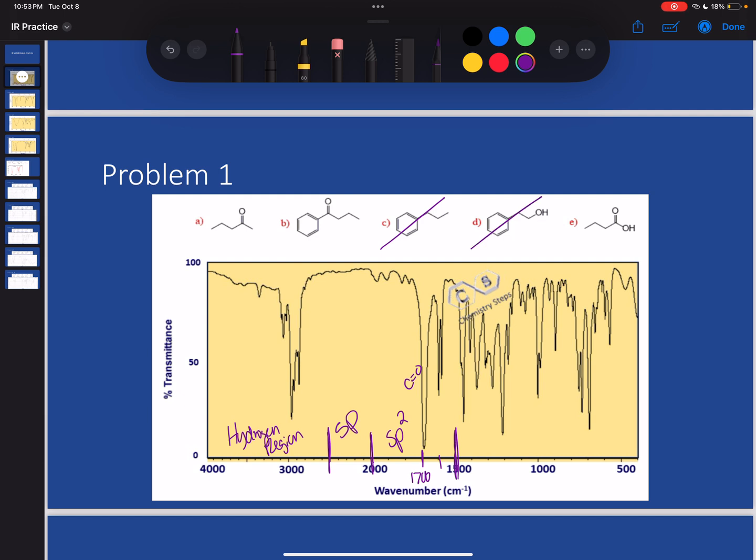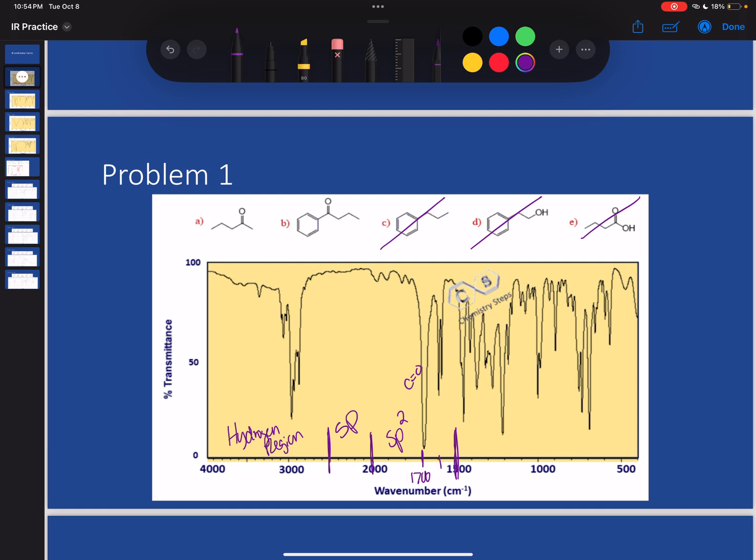I could have already eliminated D because I don't see a nice broad peak that would be indicative of an alcohol. I can go ahead and eliminate E as well because I would also see a broad peak that might have some edges to it on the right side. So I can go ahead and eliminate those, and now I'm already down to just 2 structures. So I'm down to A and B, which is just 2 ketones. That carbonyl isn't going to help me because they both contain it.